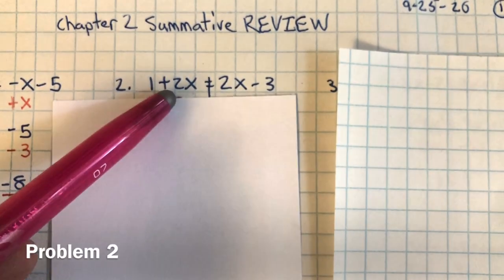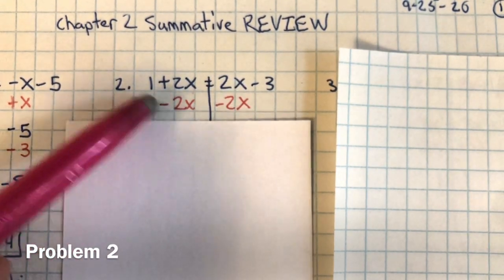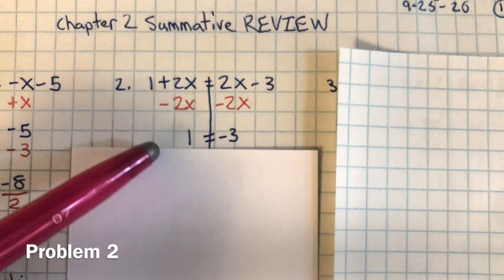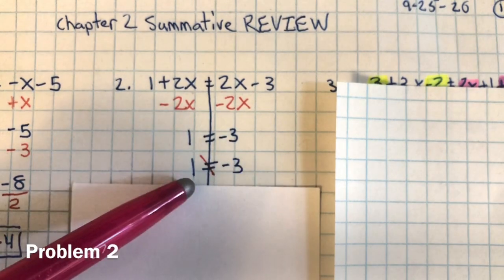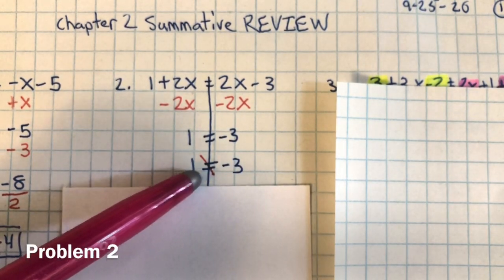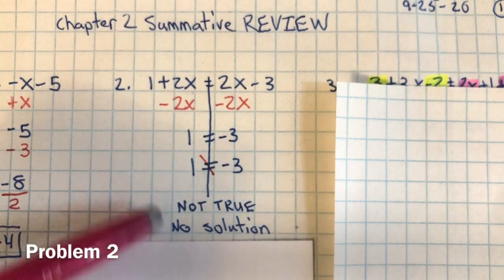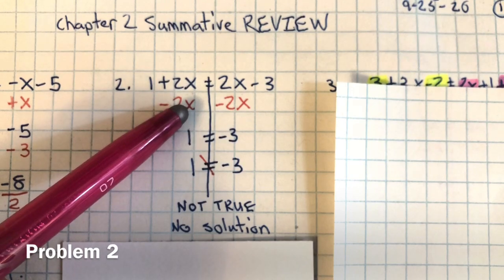Problem 2, we're going to subtract 2x from both sides. And this creates a zero pair. This creates a zero pair. And now we're left with 1 equals negative 3. Well, that's not a true statement. 1 does not equal negative 3. So there's no solution. There's no value for x that I could put in to make this equation true.